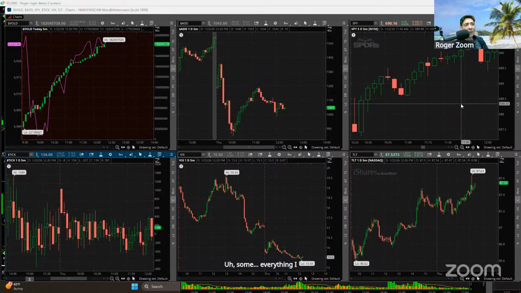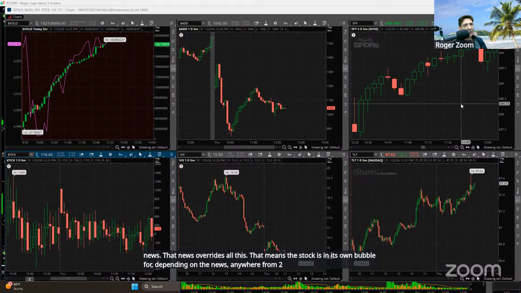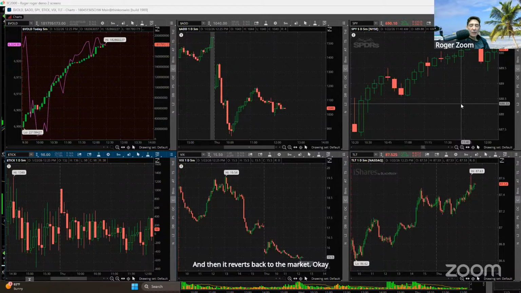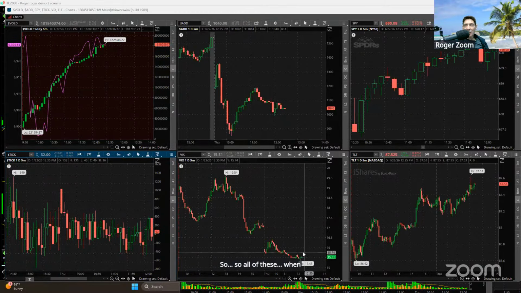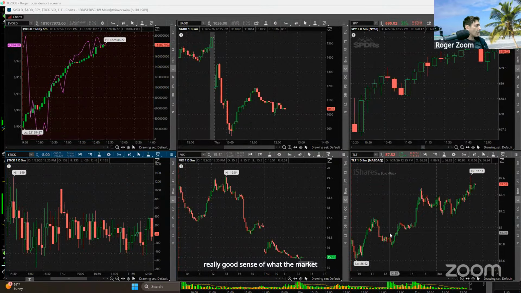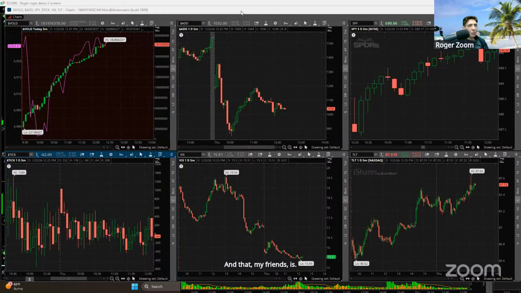everything I'm saying right here applies to the overall market. If you're trading a stock and that stock has news, that news overrides all this. That means the stock is in its own bubble for, depending on the news, anywhere from 2 days to 4 days, and then it reverts back to the market. So when you combine all of this, you start getting a really good sense of what the market is doing and price action. And that, my friends, is really, really important.